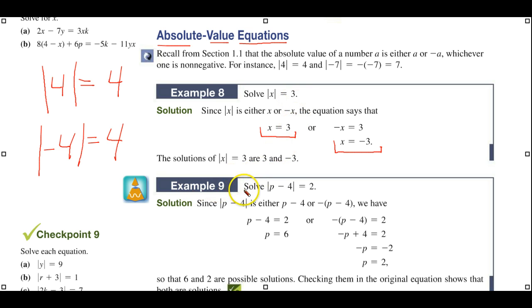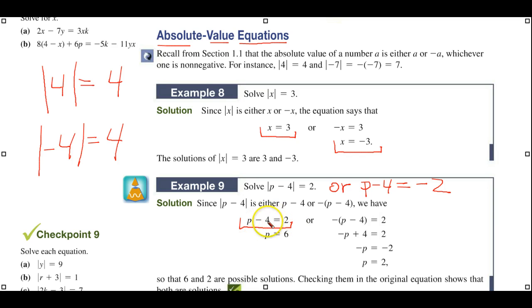Now, in example 9, where we have a little bit more than just a letter, the way to do it, the first time you do it, just remove the absolute signs, and that's one way to write it. And what I say, for the next time, just go or, remove the absolute signs, p minus 4 equals a negative 2. So write it just this way the first time. Second time, or p minus 4, and then here you're going to make that a negative 2. Okay?